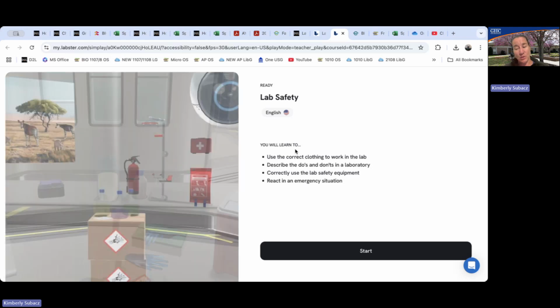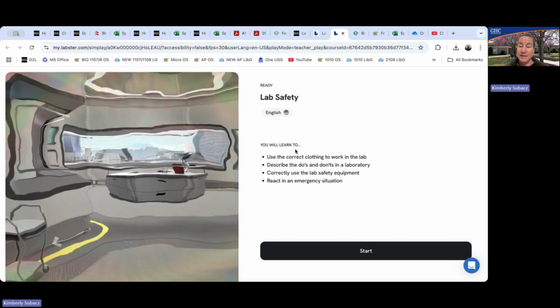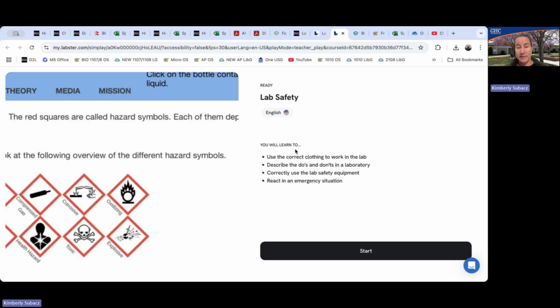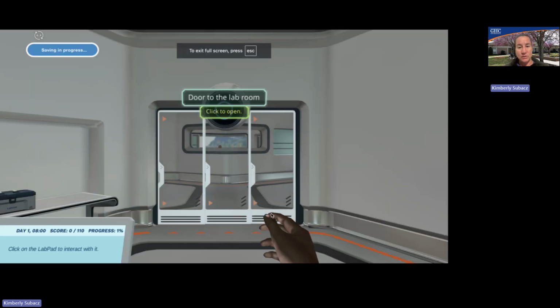Like our library has some loaner laptops. I don't know if your institution does, but you might be able to take care of that if you know ahead of time. So if you can log in this first week and try out Labster just to make sure that your tech works, I would highly suggest it. This is what lab safety looks like when you start it up.